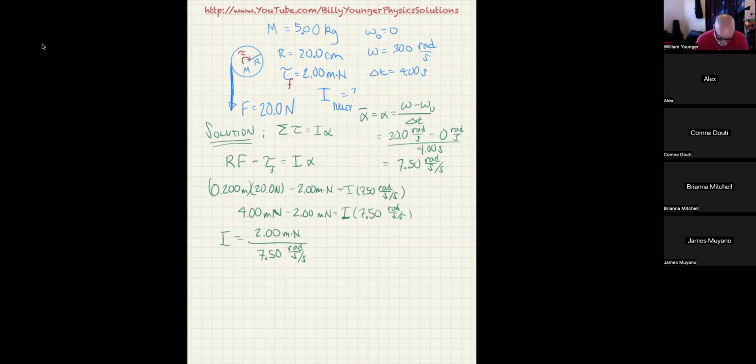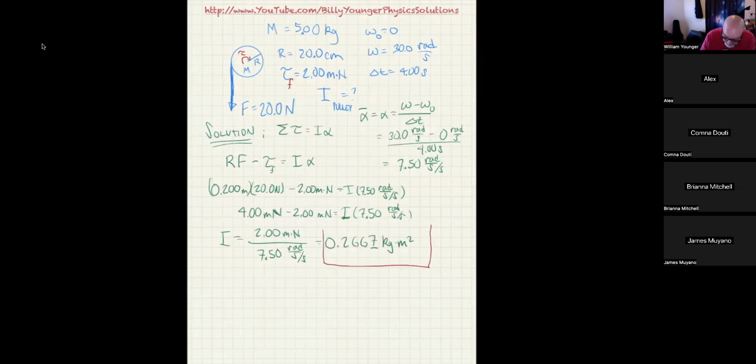Now, when I divide 2 by 7.5, that radian just disappears. But remember, a newton is a kilogram meter per second squared. So I'm dividing it by per second squared. So that's just going to cancel out, and I'm just left with kilogram meter squared. And in this case, I get 0.2667 kilograms times meter squared. So that is the actual moment of inertia. Whoa. That is the moment of inertia for this pulley.